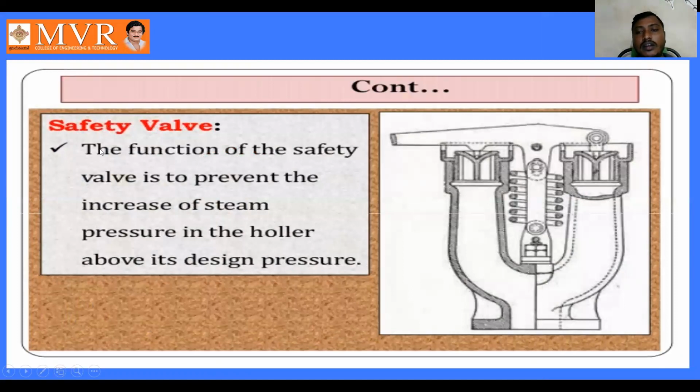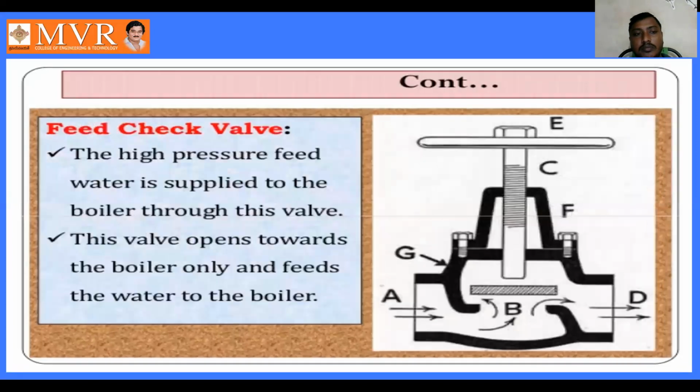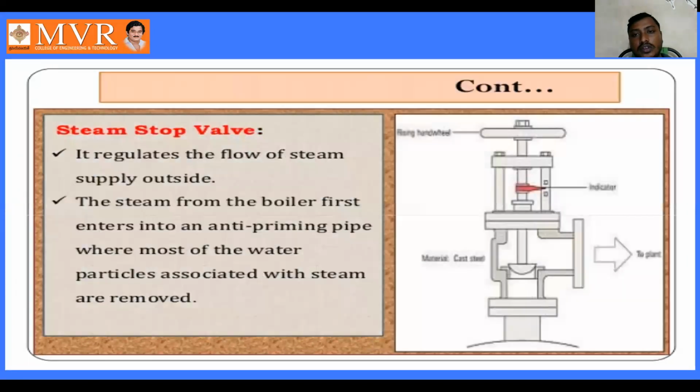The next mounting and accessory is the safety valve. The function of the safety valve is to prevent the increase of steam pressure in the boiler above its design pressure. The safety valve is used to prevent the increase of steam pressure in the boiler. That is the main function of the safety valve which we are using here.